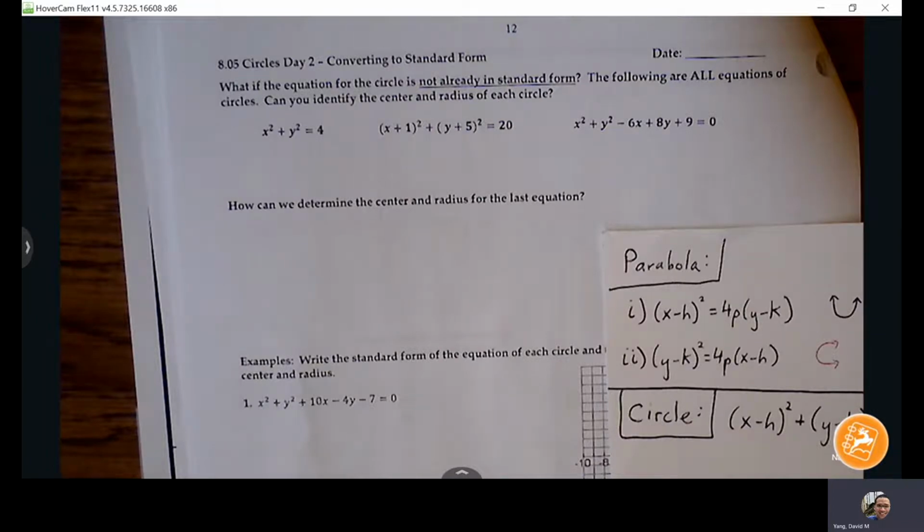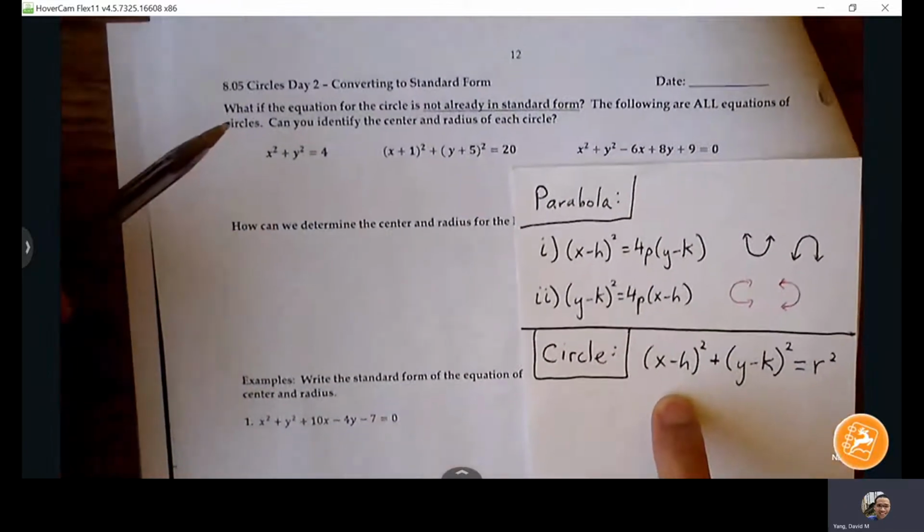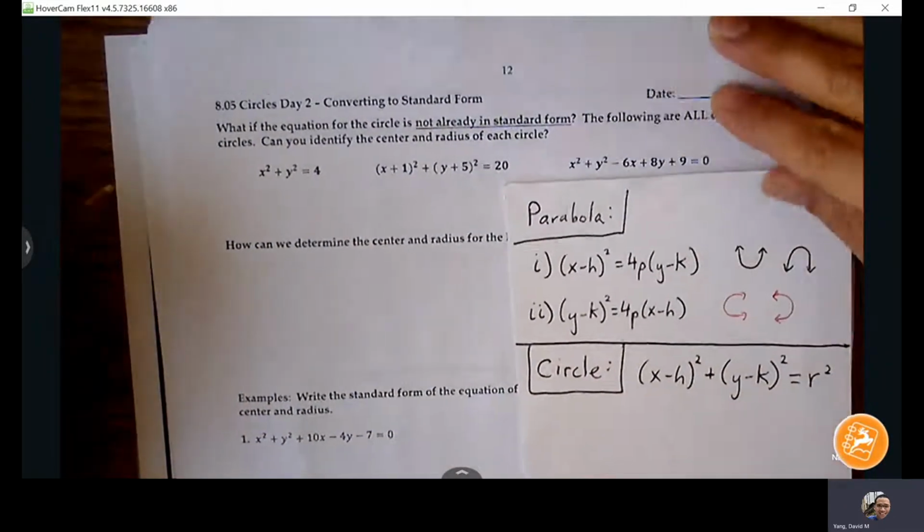Okay, so page 12. What if the equation for the circle is not already in standard form? The following are all equations of circles. Can you identify the center and radius for each circle? Okay, so here's the form for circles: (x minus h) squared plus (y minus k) squared equals r squared.